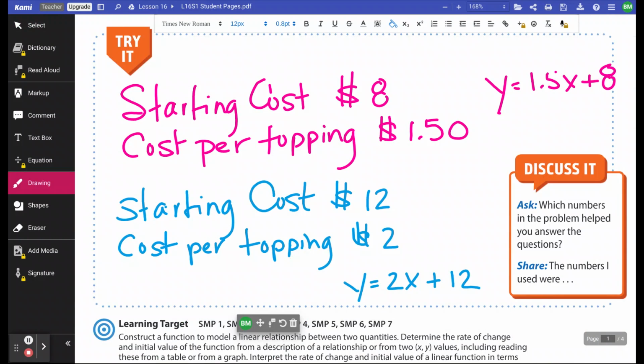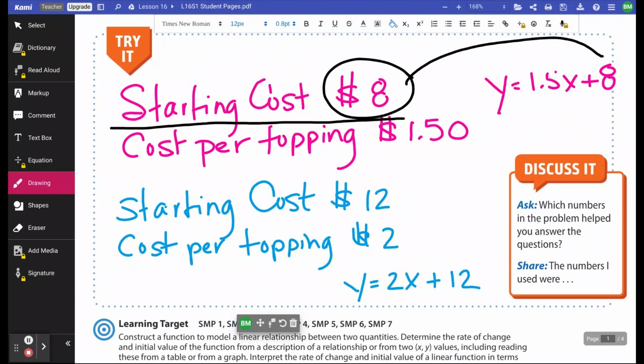Okay, so the big pieces of information that are really key are those starting costs, right? That starting cost of the small pie goes right here in my equation. That's my B, that's my y-intercept. And my cost per topping, that's my rate of change. How much does my total cost change per topping? That's $1.50. And that goes right here into the slope of my equation.